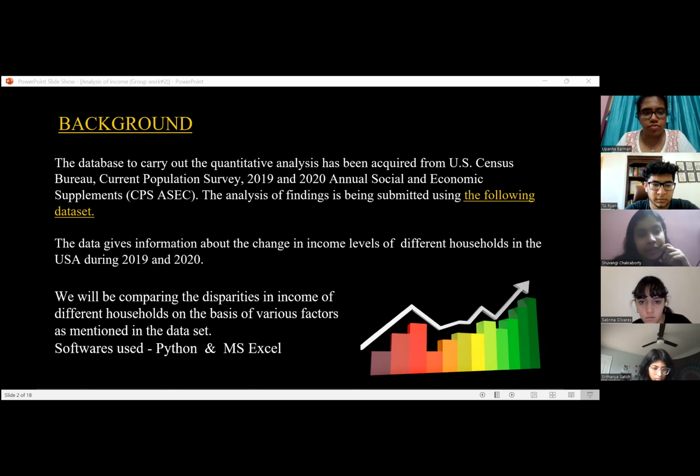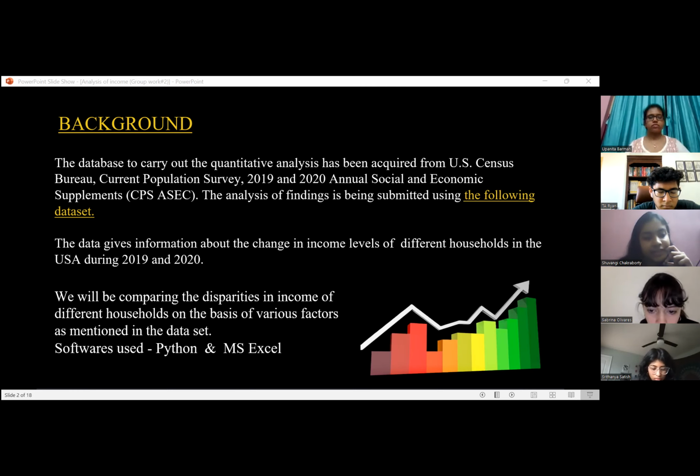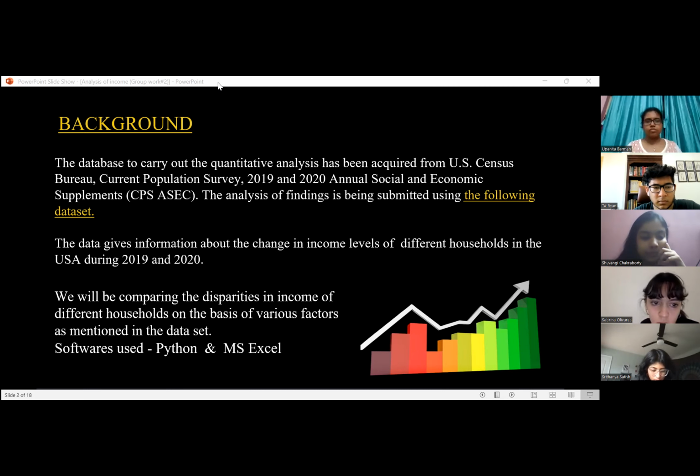The database on which we have carried out our qualitative analysis is from the US Census Bureau. The analysis has been done using software like Python and MS Excel. We'll be comparing the disparities in income of different households on the basis of various factors as mentioned in the data set. Upanita will take over from here. Thank you.